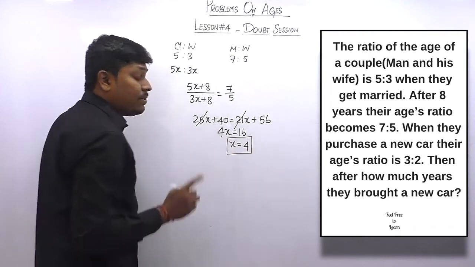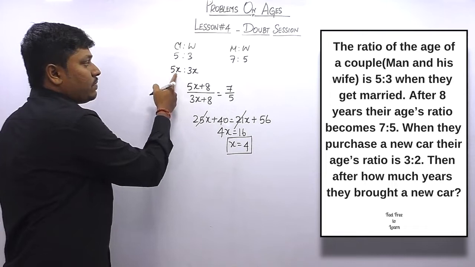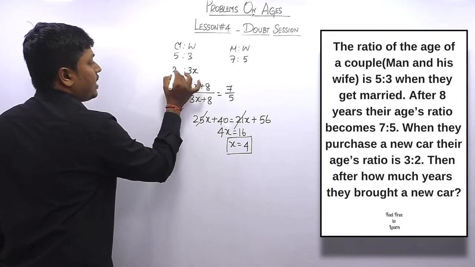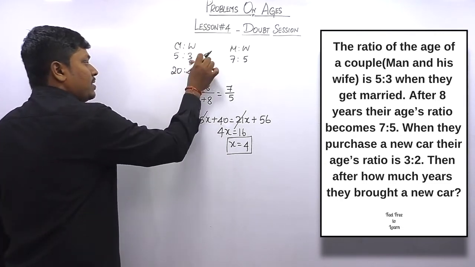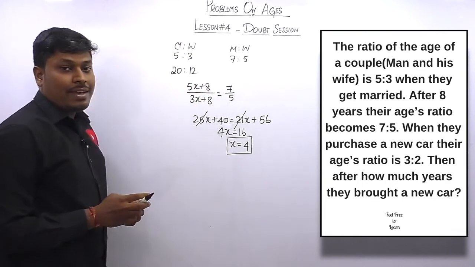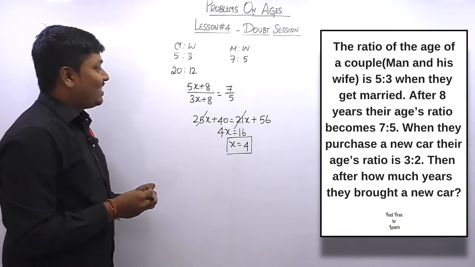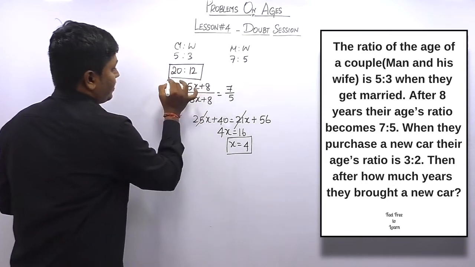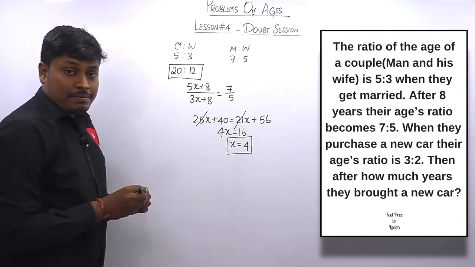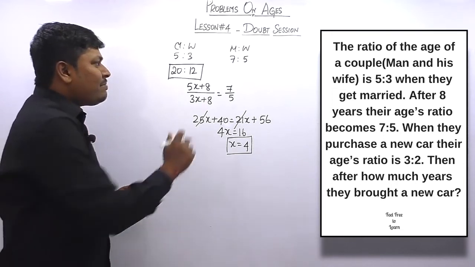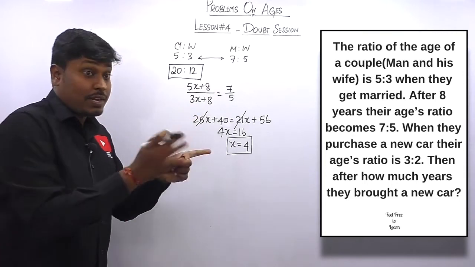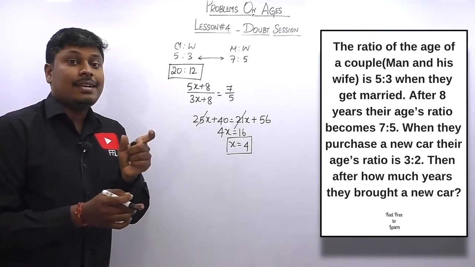So finally we got the value of x = 4, so 5 into 4 will be 20. So we can say at the time of marriage the man's age will be 20. 4 into 3 will be 12, so at the time of marriage the wife's age will be 12, right? It's a child marriage. Okay, so 20 and 12 will be the ages of the man and the woman at the time of marriage, right? And after some years, they purchased a car, and after purchasing the car the ages are in a ratio 3:2.